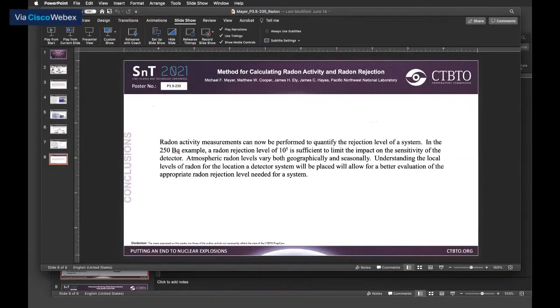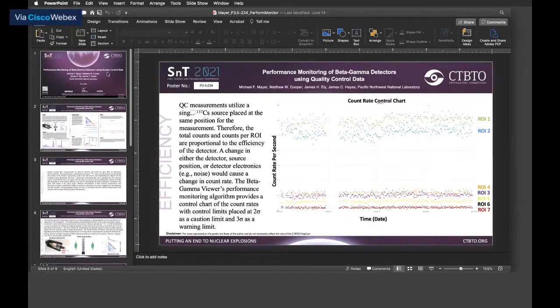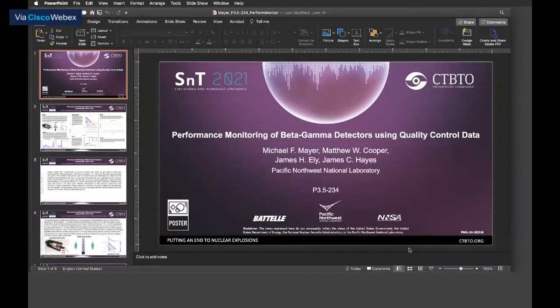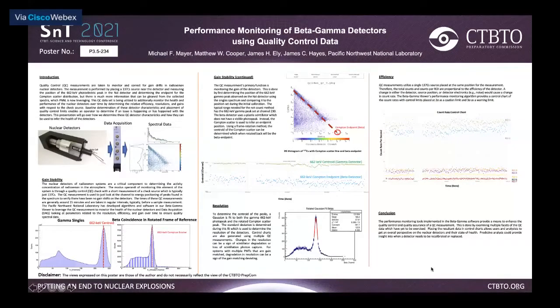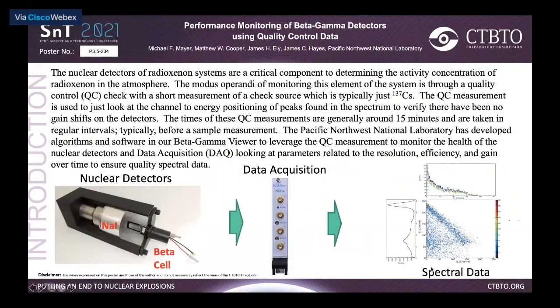And the last poster is on performance monitoring of beta gamma detectors using QC data. Quality control measurement data is taken for all beta gamma detectors. And this is done mainly to look at the gain drift of the detector, but there's so much more information in this data, and PNNL has developed algorithms and software to monitor the state of health of the detectors, as well as the data acquisition system using the QC data.